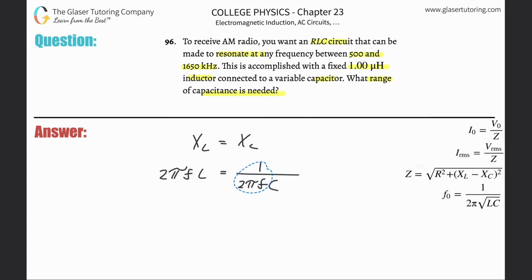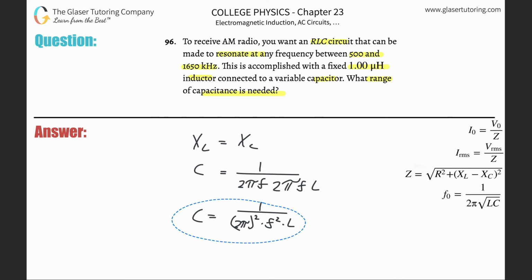Now, since the question is asking me to find capacitance, I want to solve this for C. So I'm just going to cross multiply it out. That means I bring this whole expression down into the denominator. Now we can clean this up a little bit. Notice how I have two 2 pi's, so that's 2 pi squared. Then I have two frequencies, so that's squared. And then I have the inductance.